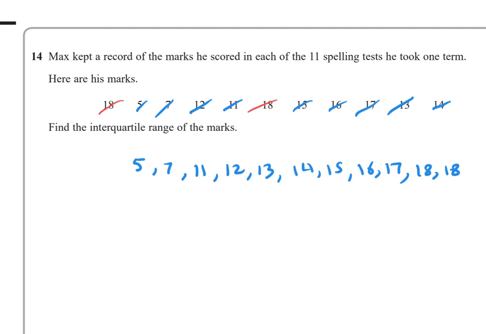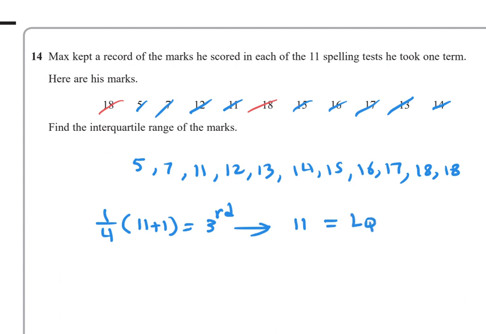So to find the interquartile range, you need to find the lower quartile and upper quartile. The position of the lower quartile is 1 over 4 times (n plus 1), where n is the number of values. So 1 over 4 times (11 plus 1) equals 1 over 4 times 12, which is 3. This means the third value. The third value: 1, 2, 3, is 11. So the lower quartile equals 11.